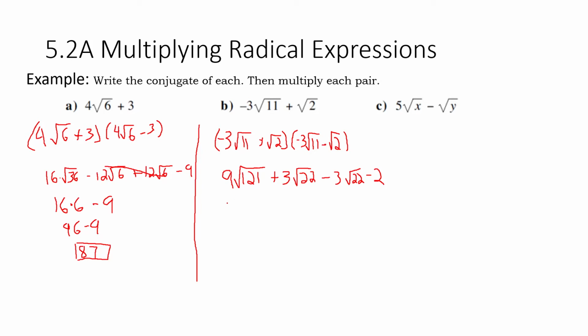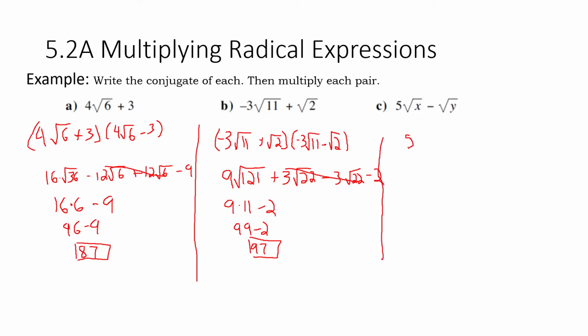This 121 is a perfect square. 9 times 11. And then 3 root 22 minus 3 root 22 will be 0. Minus 2. 9 times 11 is 99. Minus 2 is 97. On to the last one.